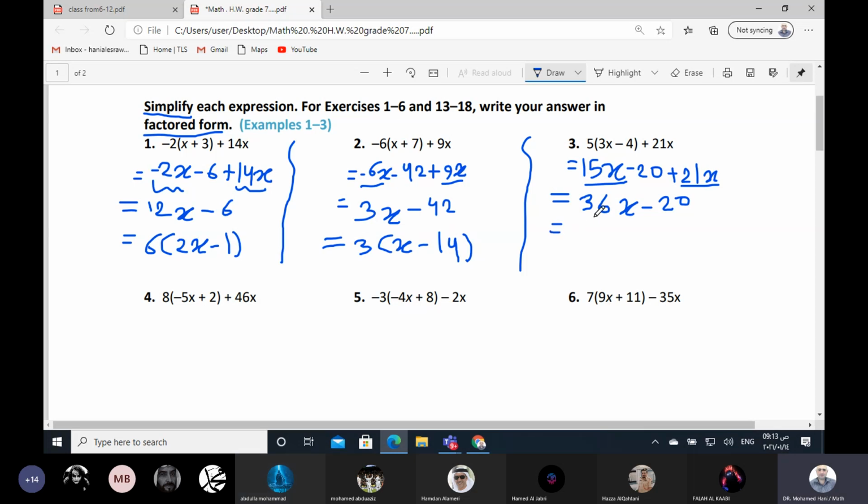Now the GCF between 36x and 20 will be 4. Now 36 divided by 4 will be 9x, minus 20 divided by 4 will be 5.